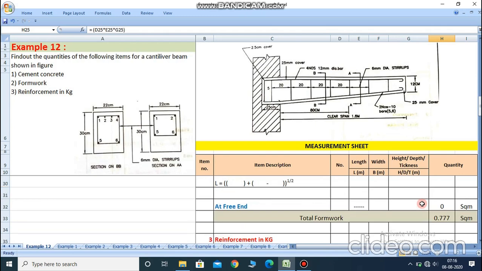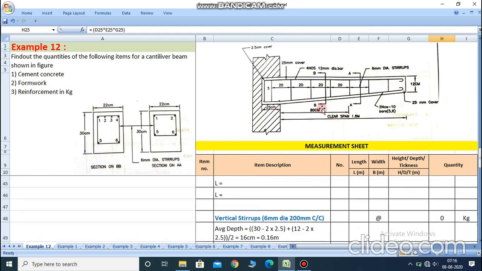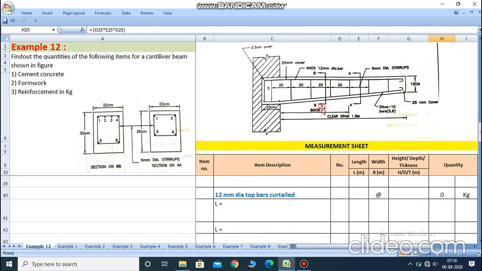Now we start the bottom plank. Here the bottom plank is provided on this side. For the bottom plank, a slope is provided. Now we take a simple calculation.